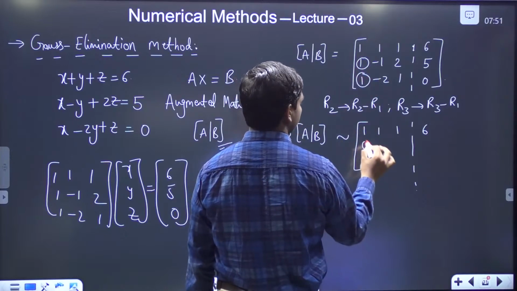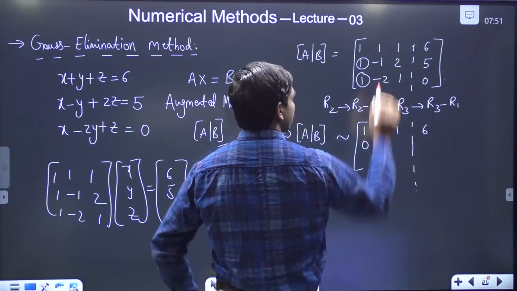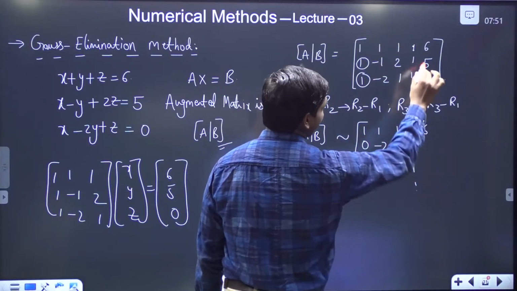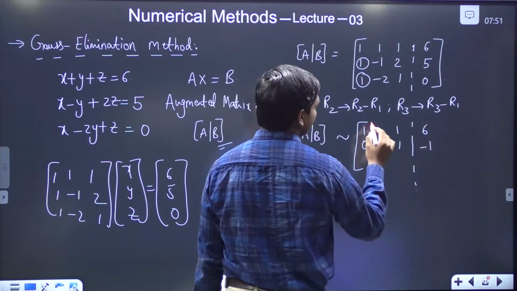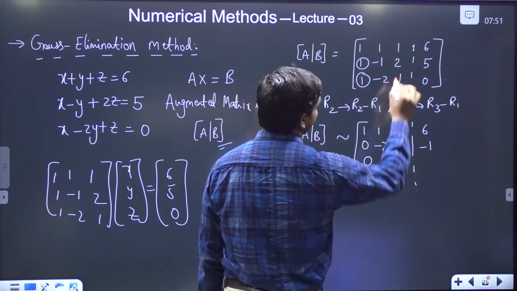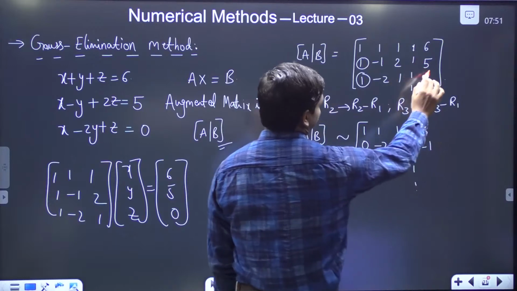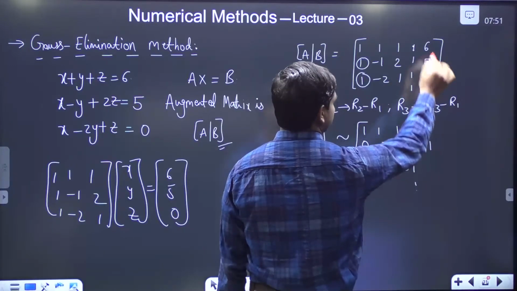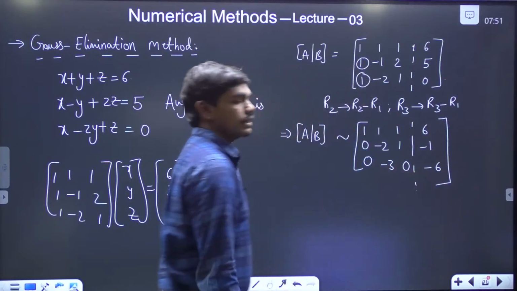So 1 minus 1, it's 0. Minus 1 minus 1, it's minus 2. 2 minus 1, 1. 5 minus 6, minus 1. Correct? If you apply for third row, 1 minus 1, 0. Minus 2 minus 1, minus 3. And 1 minus 1, it's 0. Then 0 minus 6, this is minus 6. We got it here, correct?